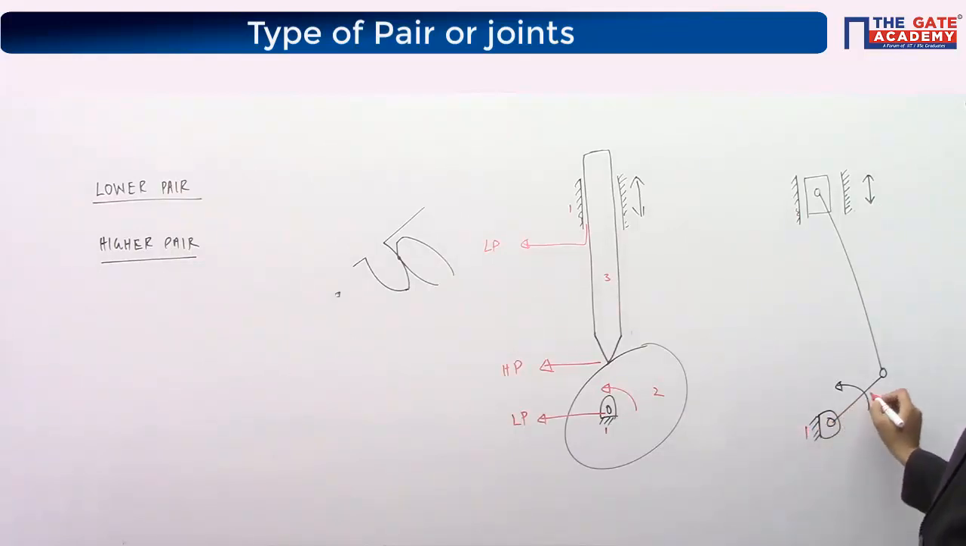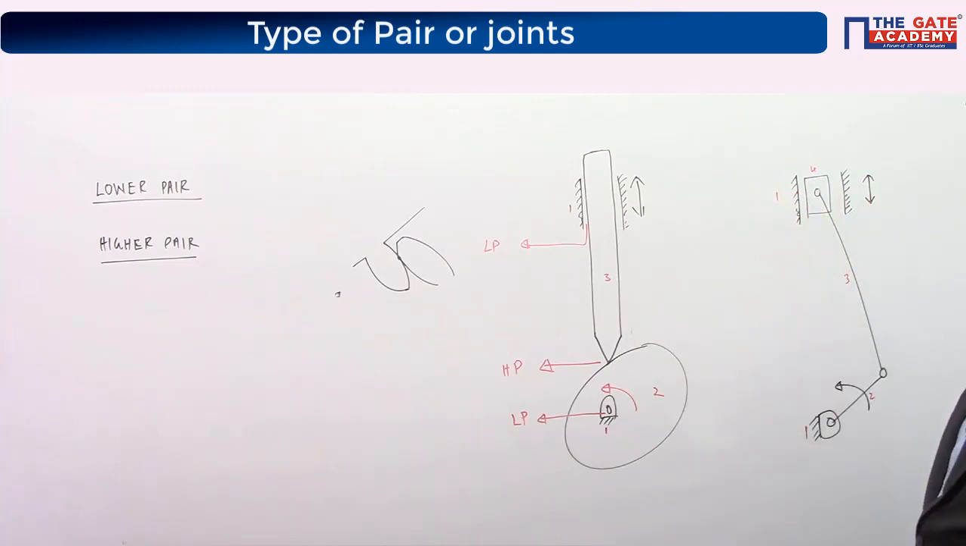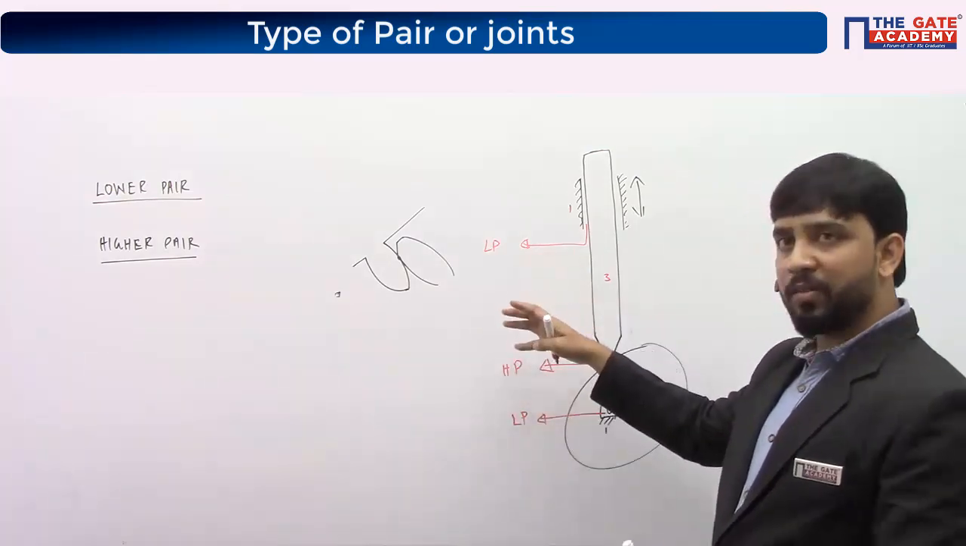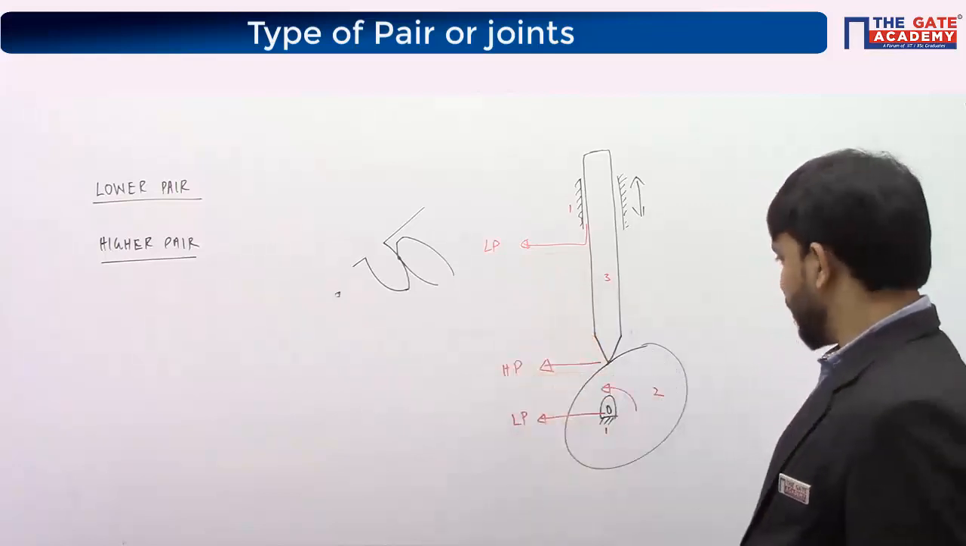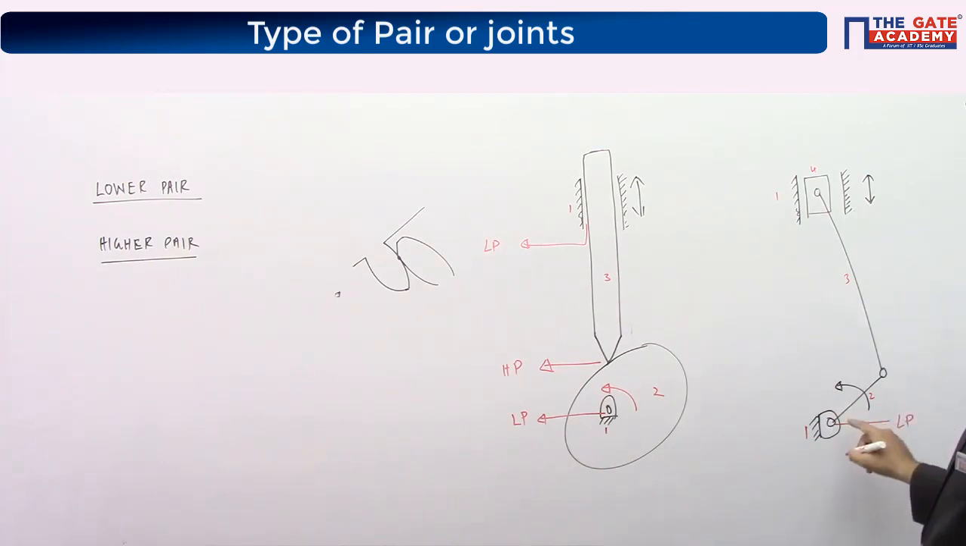This is fixed link, link number 1, this is link number 2, this is link number 3, this is link number 4, this is link number 1. So here if you look at this one, this is having a combination of both higher and lower pairs. Whereas in this one, 1 and 2 are connected by a lower pair, a turning pair.